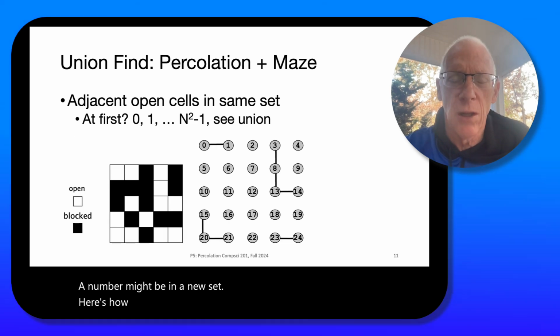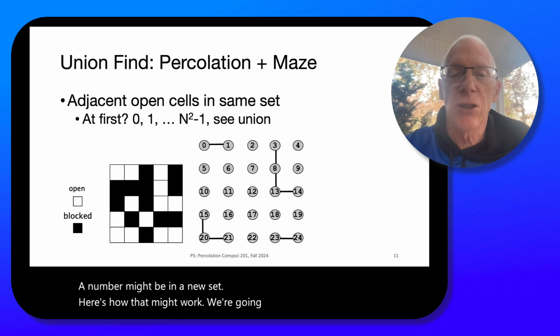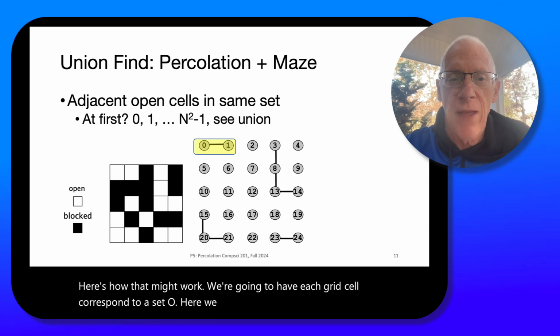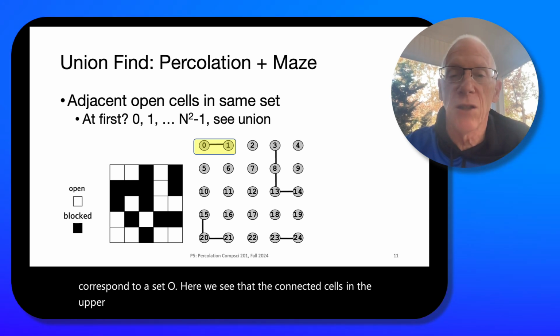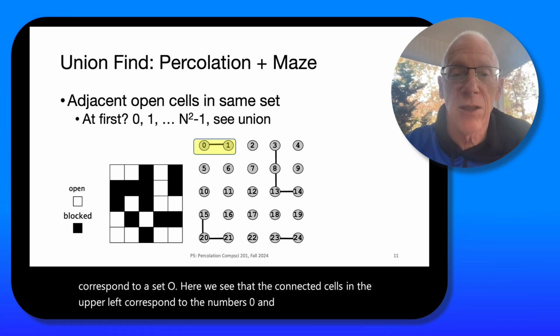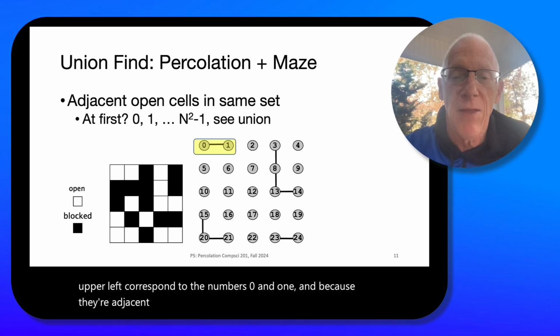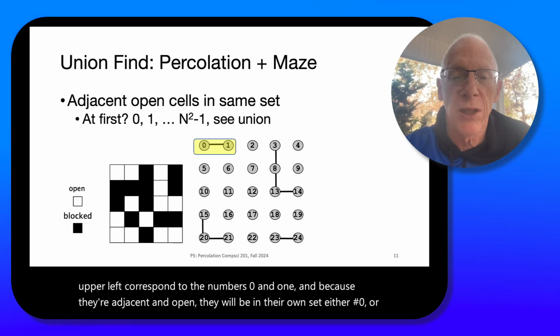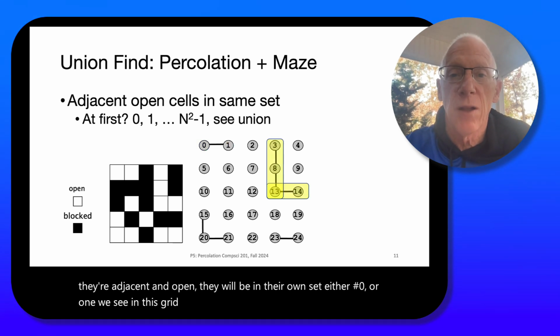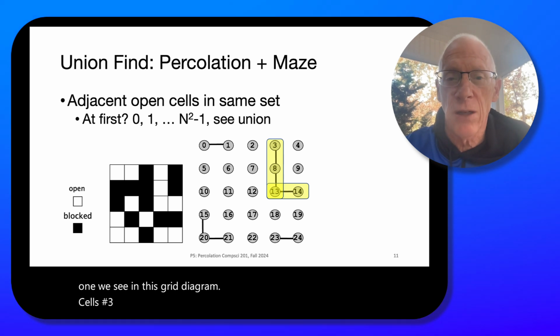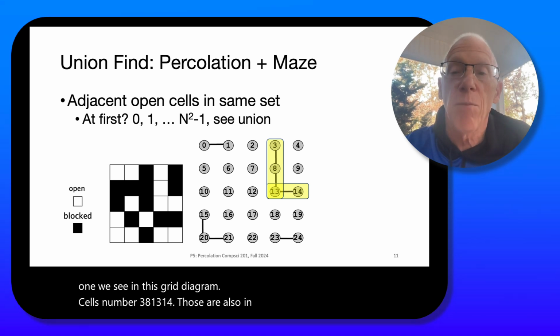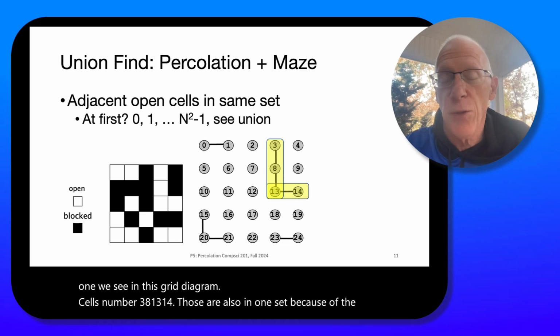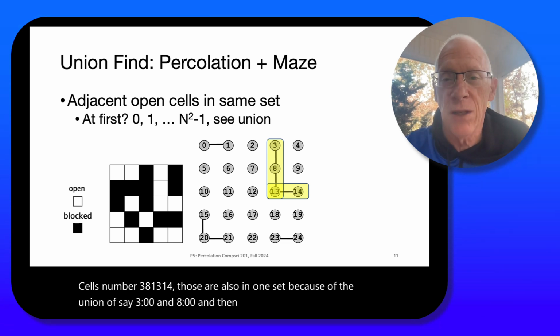Here's how that might work. We're going to have each grid cell correspond to a set. So here we see that the connected cells in the upper left correspond to the numbers 0 and 1, and because they're adjacent and open, they will be in their own set, either numbered 0 or 1. We see in this grid diagram cells numbered 3, 8, 13, 14. Those are also in one set because of the union of, say, 3 and 8, and then 13 and 14, and then 8 and 13.